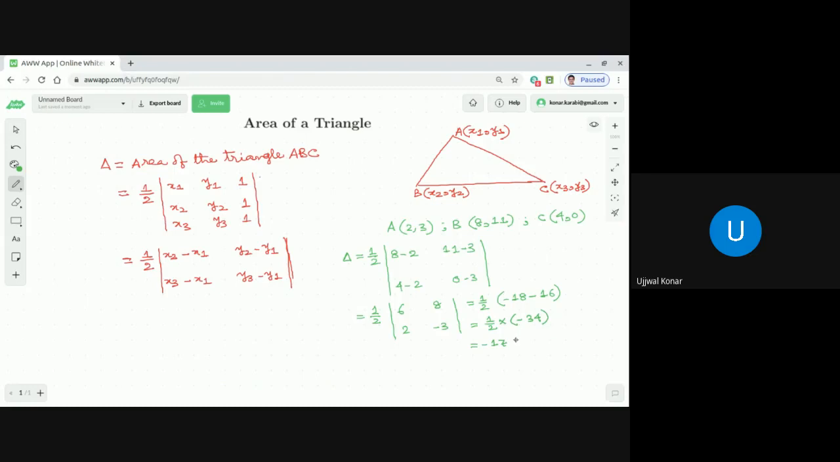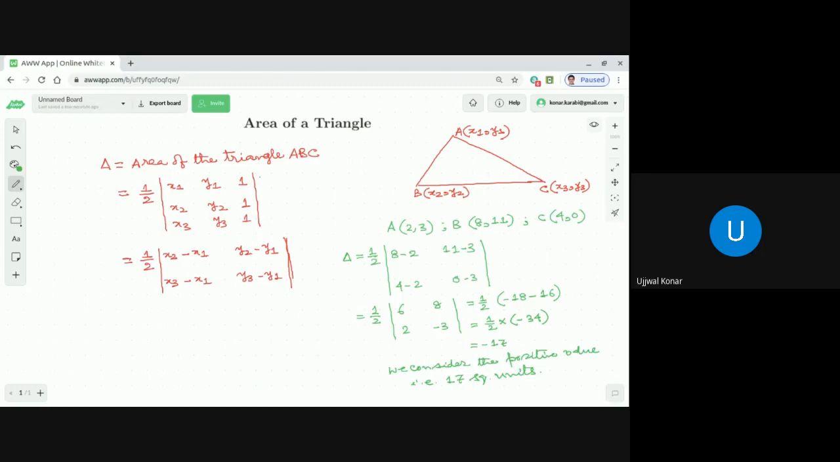But area cannot be negative, so we consider the positive value. That is 17 square units. Got it, dear students? How to find the area of a triangle? Any doubt? Please do let me know.